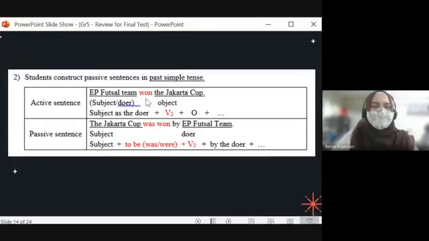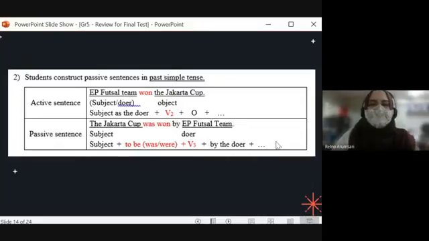You choose between was or were because what you see in the past in the active sentence is a verb two. Okay, the Jakarta Cup. How many cups are there? Only one. So you choose was instead of were. Okay, and followed by a verb three. This is a verb three and the doer, like that. Now, shall we put it in action, guys? Yes.